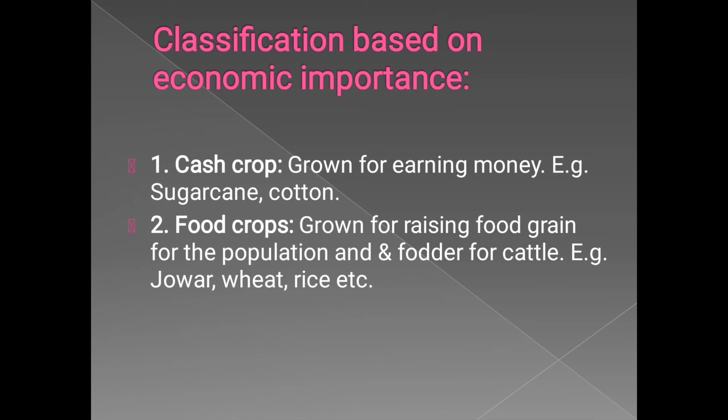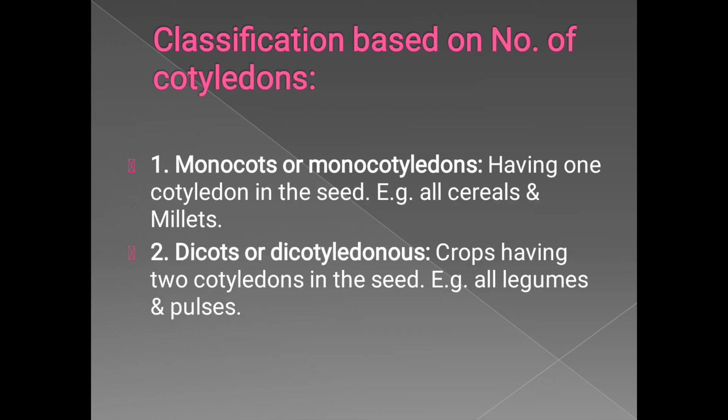Then the next one is the classification based on economic importance, like a cash crop or food crop. Cash crops are those grown for earning money, and their examples are sugarcane and cotton. The second one is the food crop. These crops are grown for raising food grain for the population and fodder for cattle, and their examples are jowar, wheat and rice.